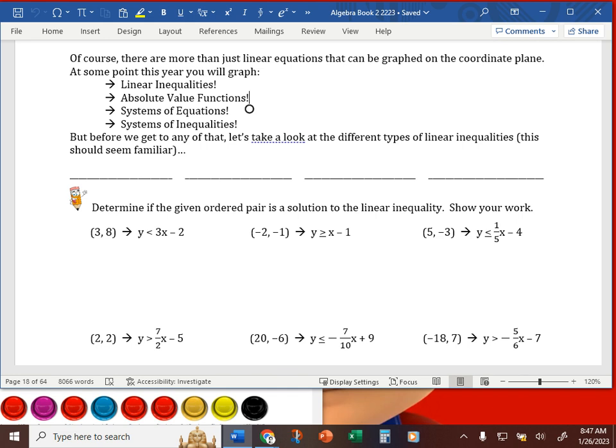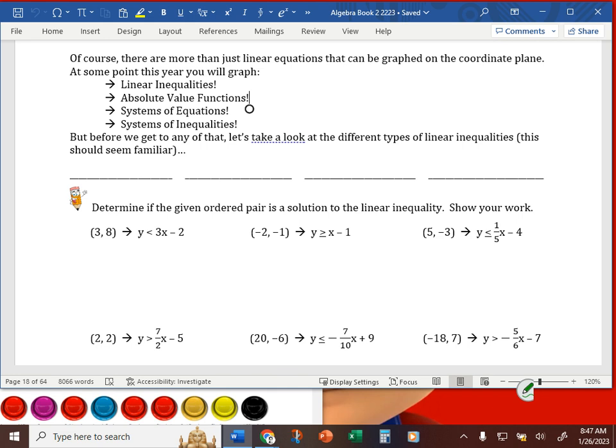We started with one variable, one step, then two step, then multi-step, but we're getting to the point where we're ready to graph them on the coordinate plane. When you graph them on the coordinate plane, you need two variables because the coordinate plane has an x-axis and a y-axis. Therefore, you need an x variable and a y variable. We're starting relatively basic, in that we're looking at simply, does an ordered pair work in a given inequality?